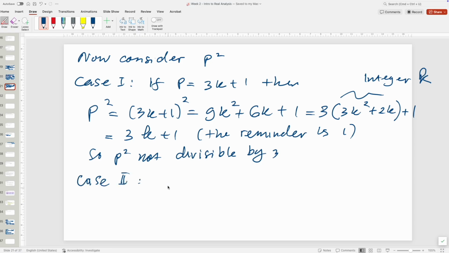Okay, case 2, try. What about case 2? If P is 3K plus 2, what do you get? Then, can you do that? What is P square?